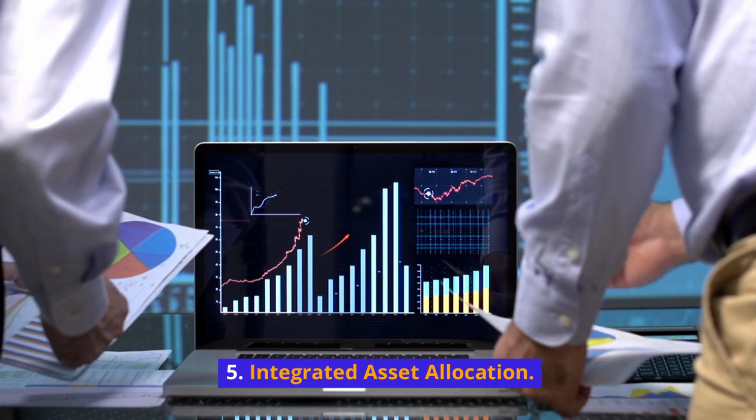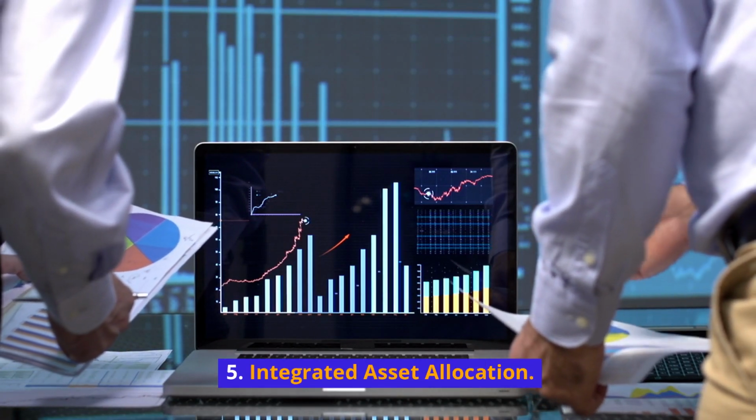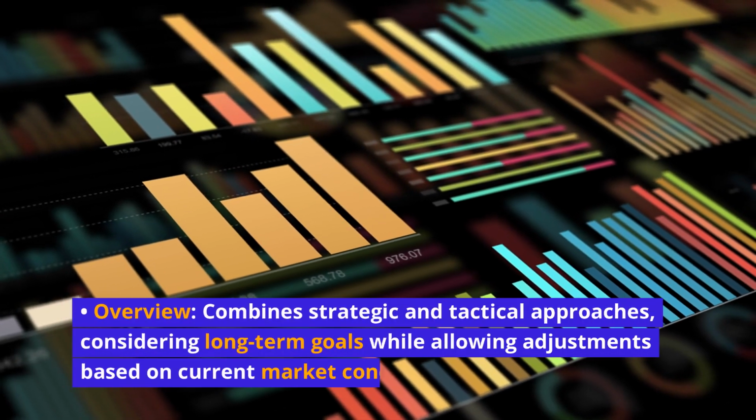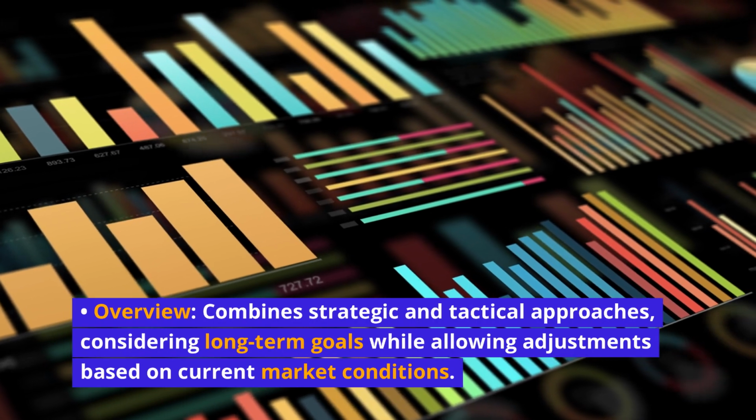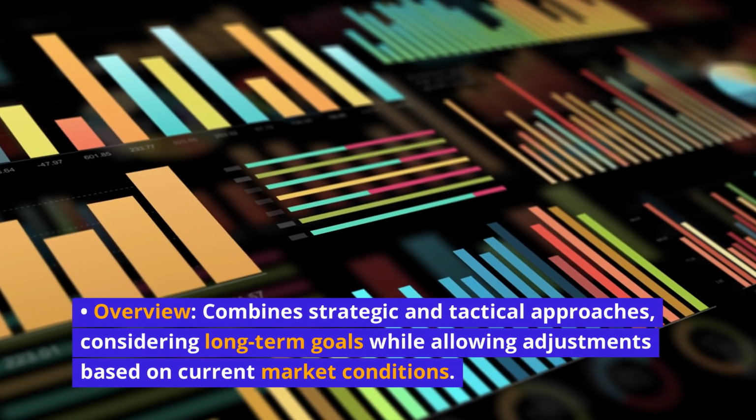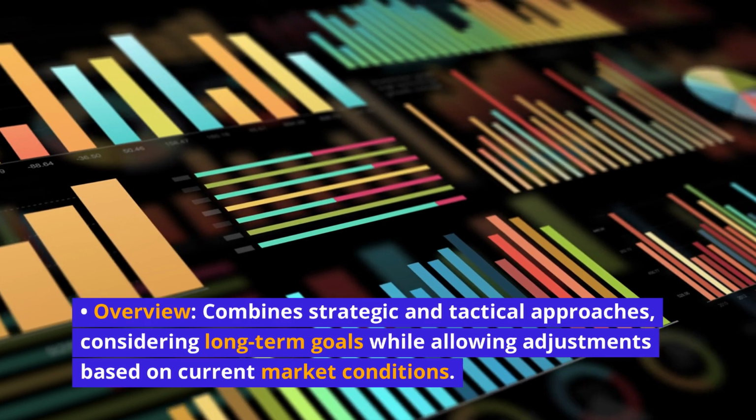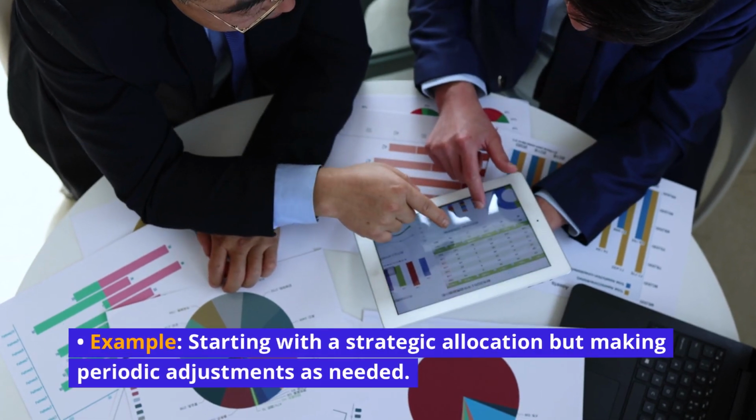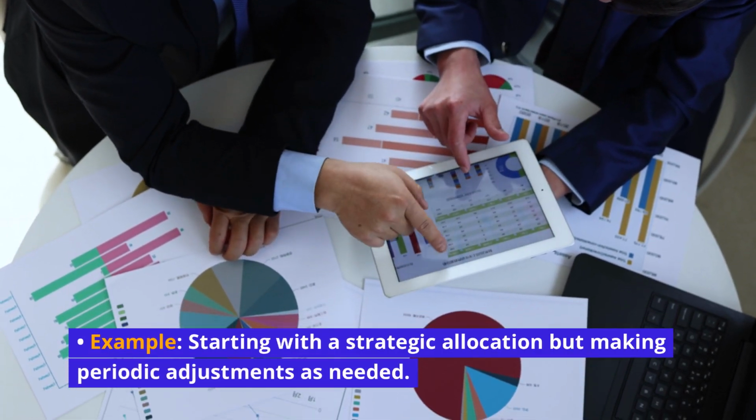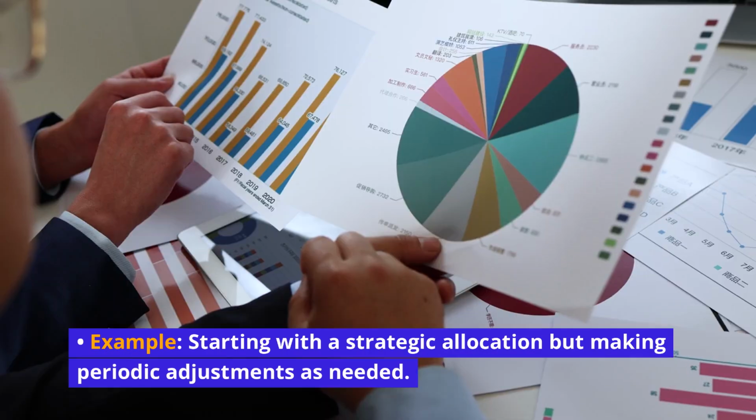5. Integrated asset allocation. Overview: combines strategic and tactical approaches, considering long-term goals, while allowing adjustments based on current market conditions. Example: starting with a strategic allocation, but making periodic adjustments as needed.